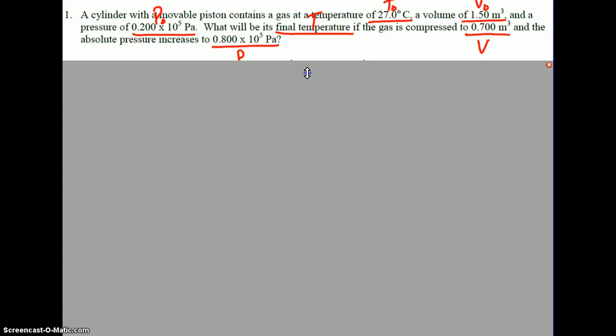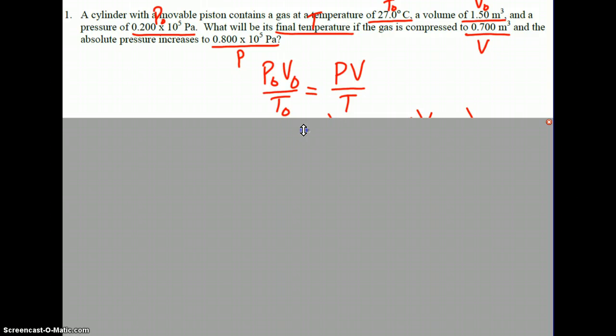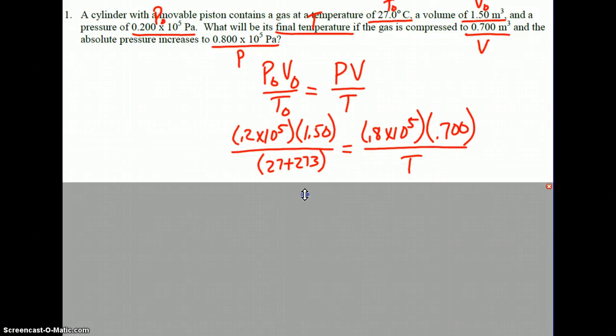It should be obvious that what we're doing here is comparing a gas in some initial state to that same gas in some final state. This allows us to use the ratio, the ideal gas equation, P0V0 over T0 equals PV over T. We go ahead and make our substitutions. Our pressure and volume were both given in standard units, so we can directly substitute there.